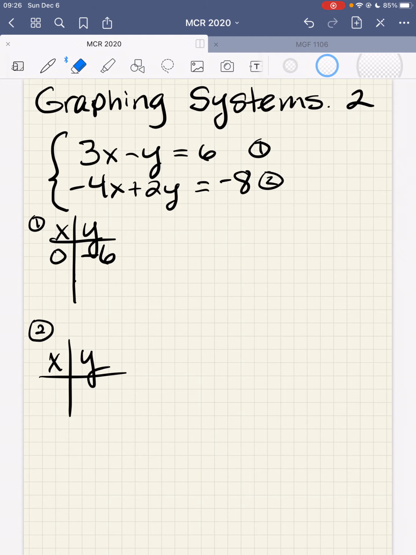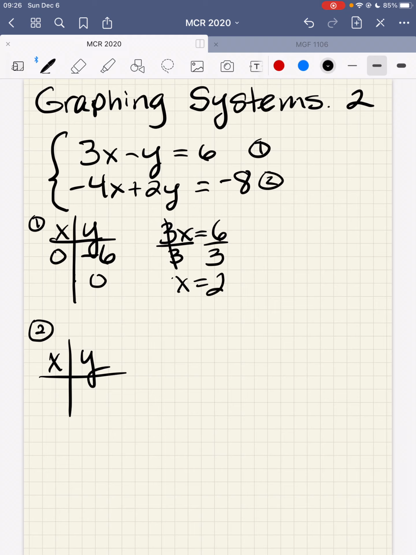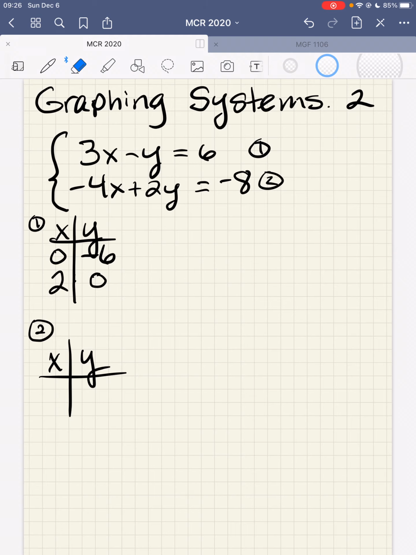Then I'm going to go ahead and substitute in 0 for y, which means this is going to disappear. Okay? And that leaves me with 3x is equal to 6. Divide by 3 on both sides. That cancels. X is equal to 2. And these are two nice whole number points, so I'm going to go ahead and work with those. I'm going to go ahead and work with the second equation now.